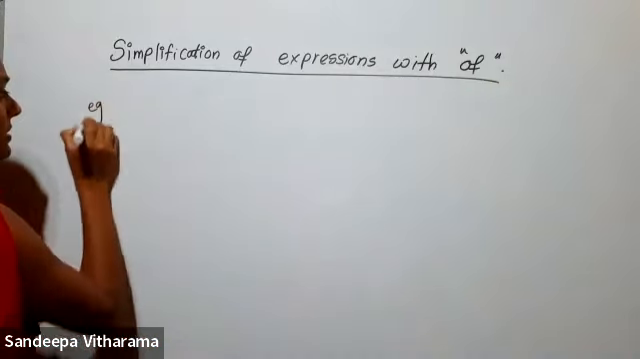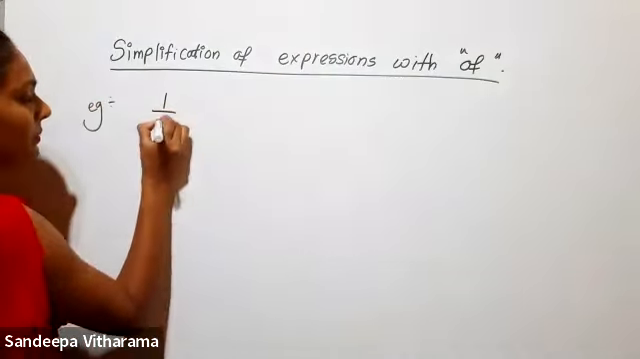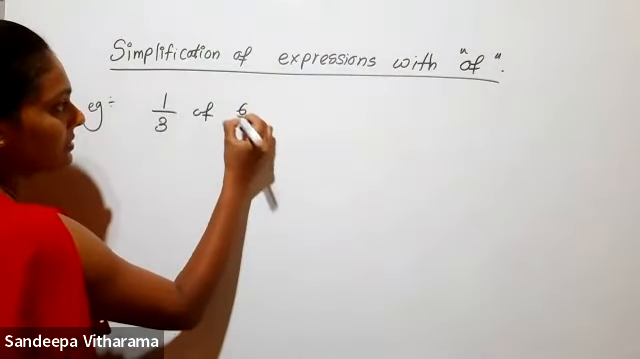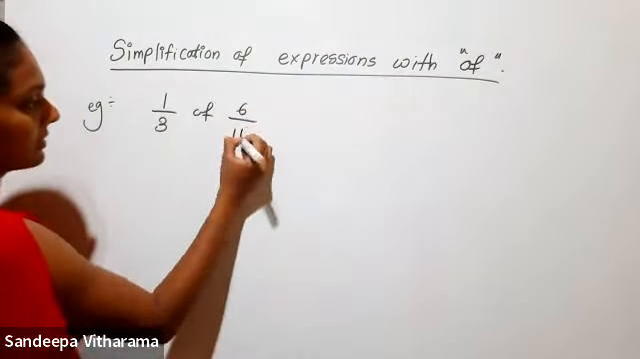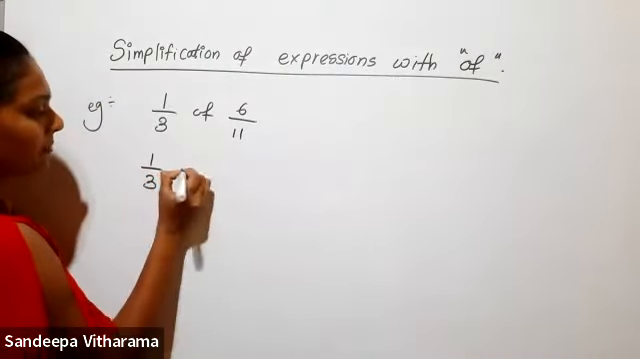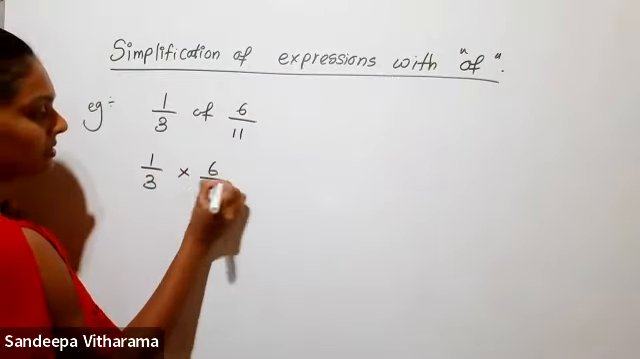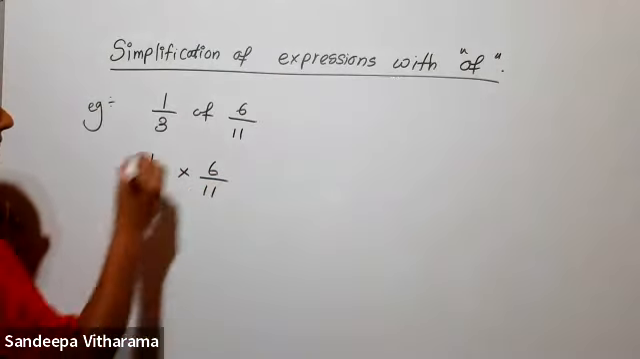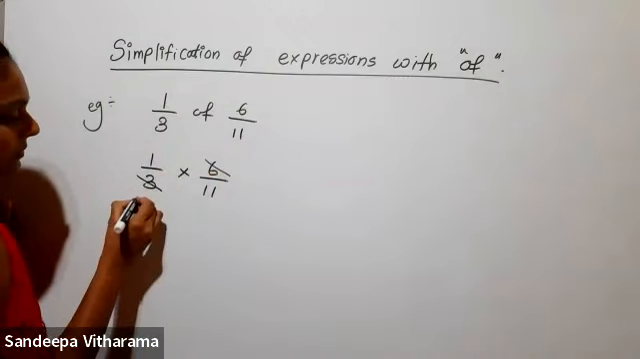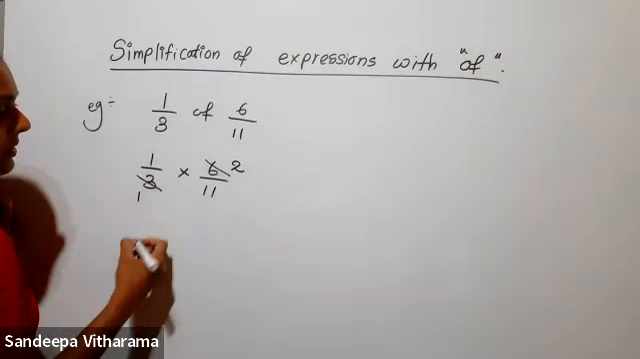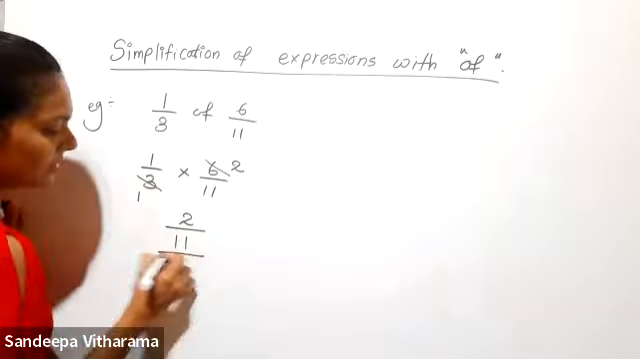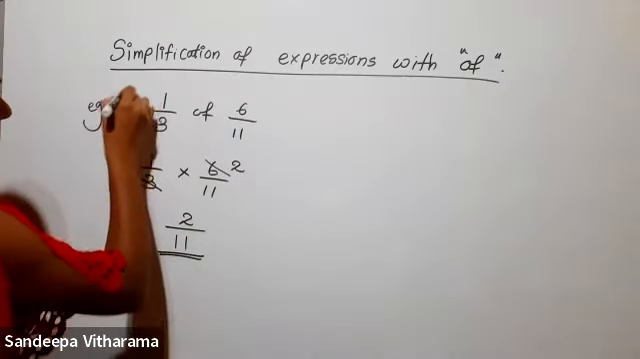Then for an example, 1 upon 3 of 6 upon 11. Look at. Then the of term is replaced by multiplication. So it is 1 upon 3 times 6 upon 11. Then we can divide here, it is a multiplication. 6 divided by 3 is 2. 1 into 11 it is 2 upon 11.